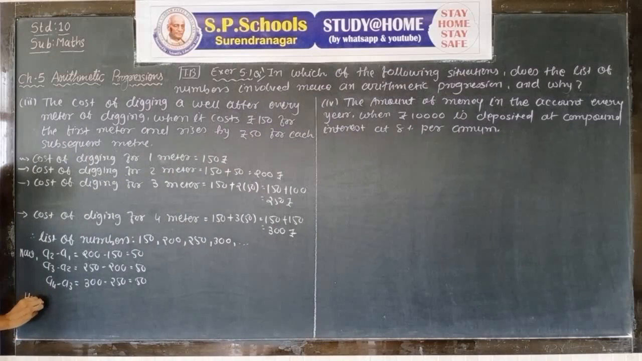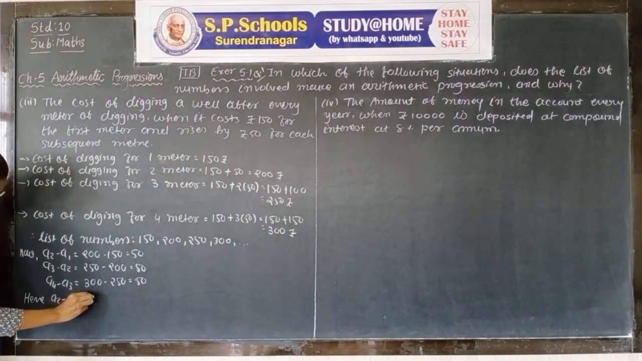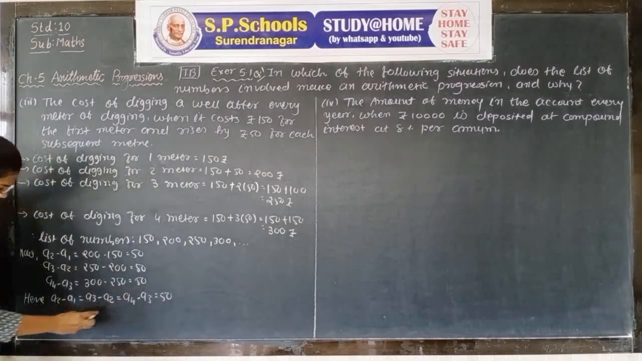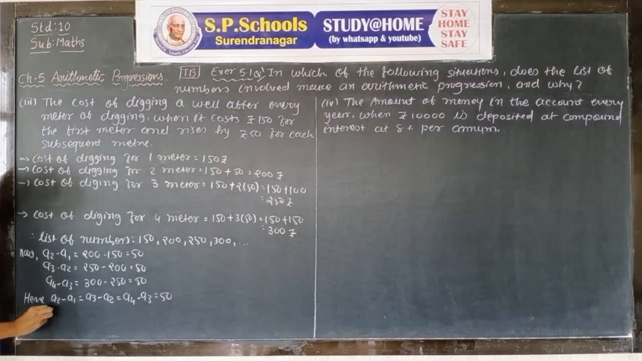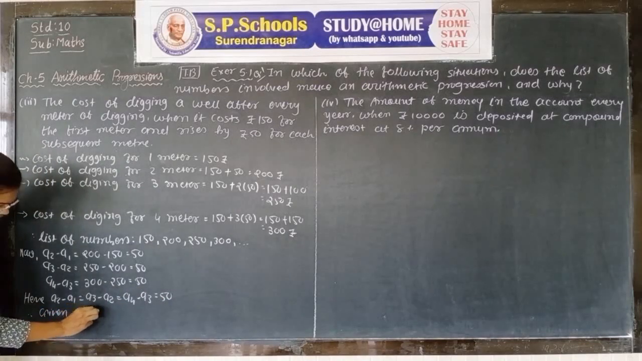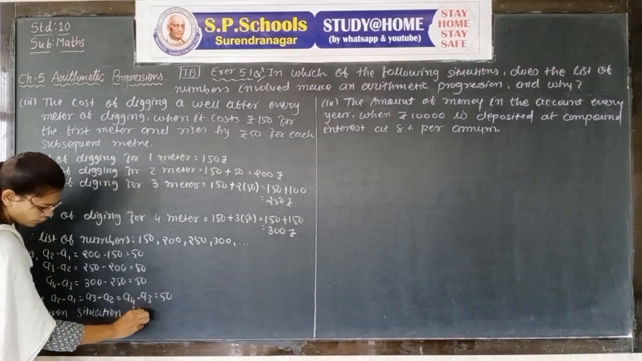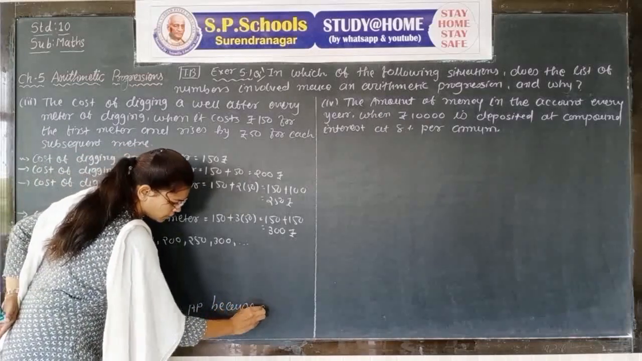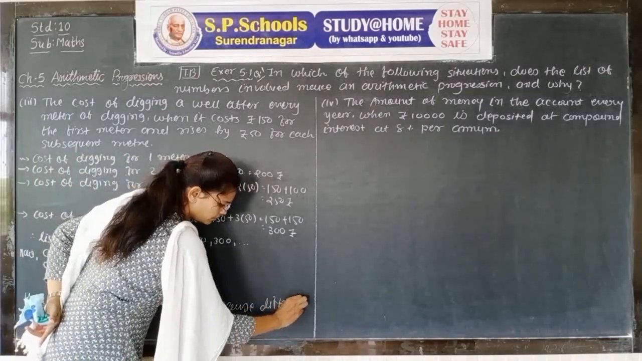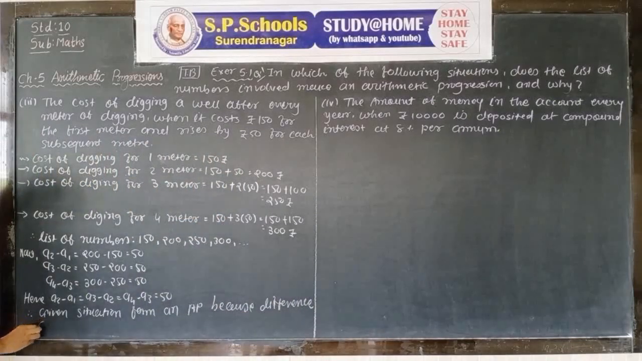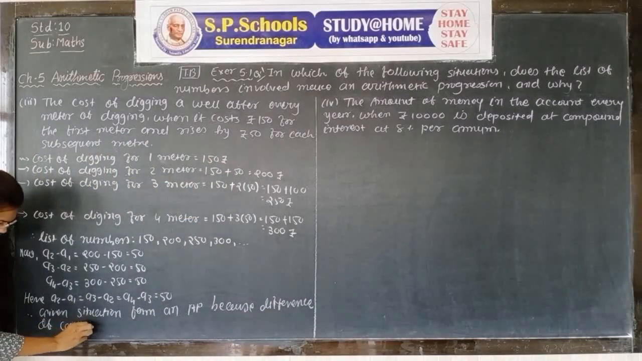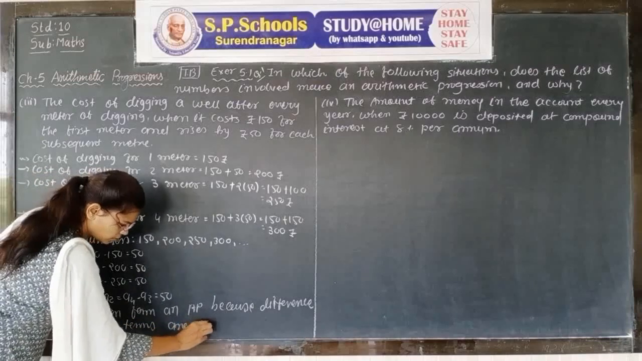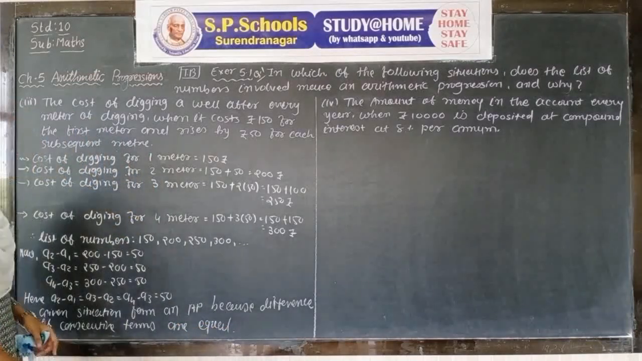Here A2 minus A1 is equal to A3 minus A2, which is equal to A4 minus A3, which is 50. Therefore, the given situation forms an AP because the difference of consecutive terms is equal. That's why it forms an AP.